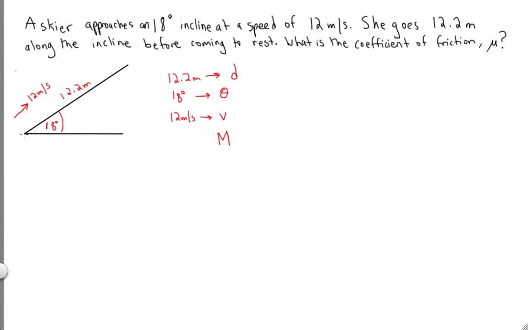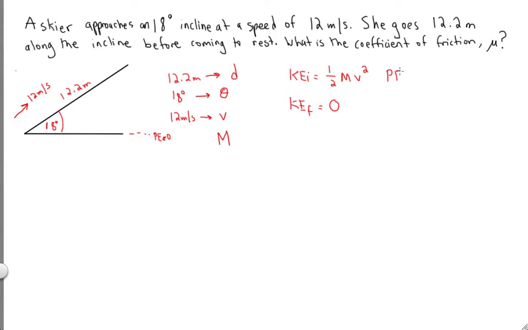So to start off, we know that this skier only has kinetic energy because we're going to call this our potential energy equals 0 point. Therefore, this 12 meters per second is all kinetic energy. So our kinetic energy initial is equal to 1/2 mv squared. Now, we can calculate our kinetic energy final. Actually, it doesn't require much calculation because the skier comes to a rest. So that kinetic energy final is 0.